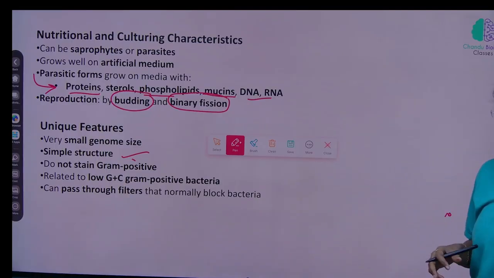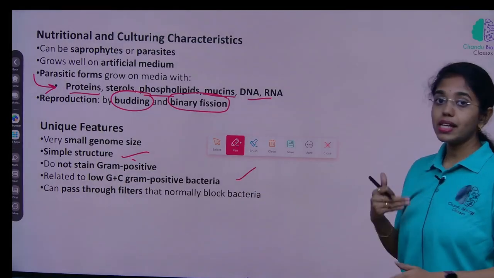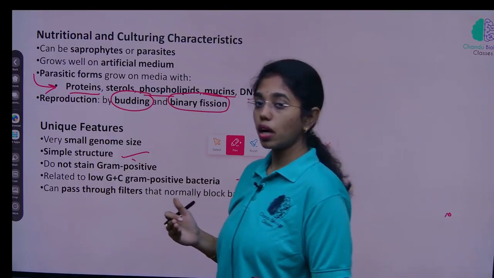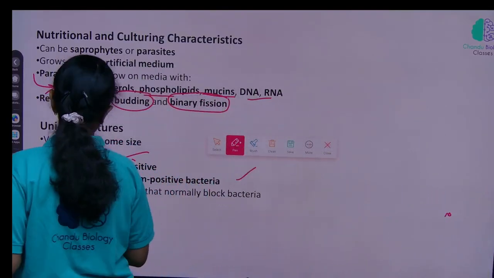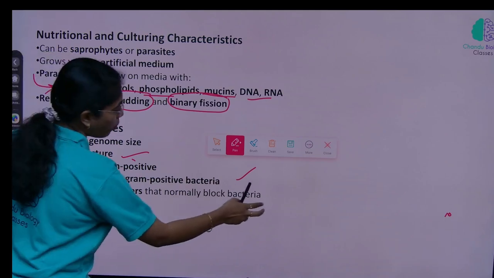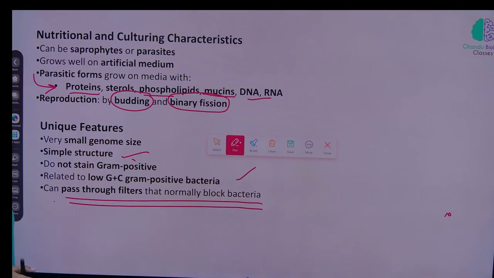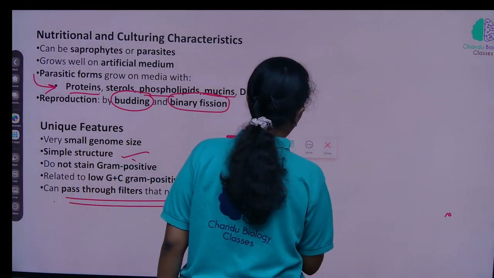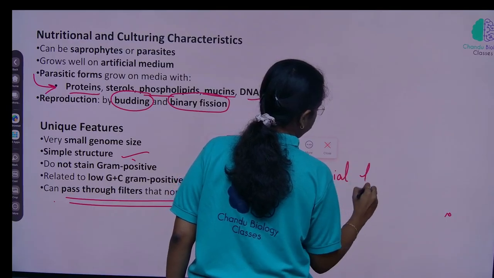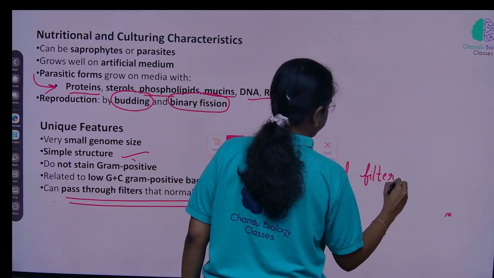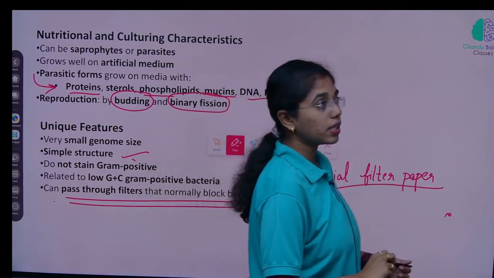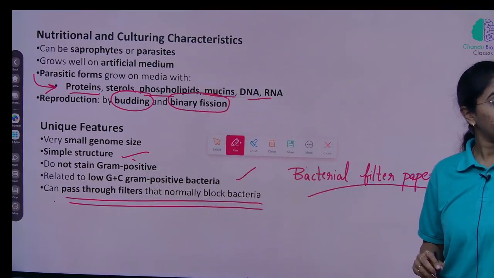Related to low GC gram positive bacteria. Previously, actinomycetes or archaebacteria had high guanine cytosine content, but here you have low guanine cytosine content. They can pass through filters that normally block bacteria, okay. They can easily pass through bacterial filter paper. Fine, right?